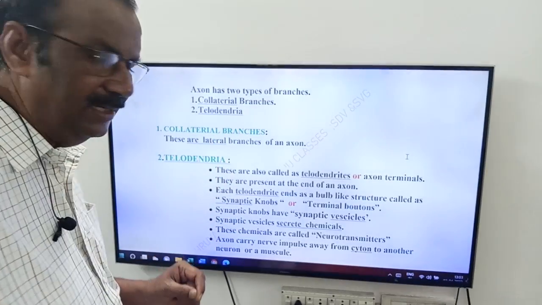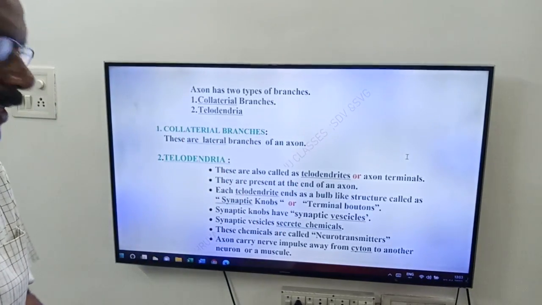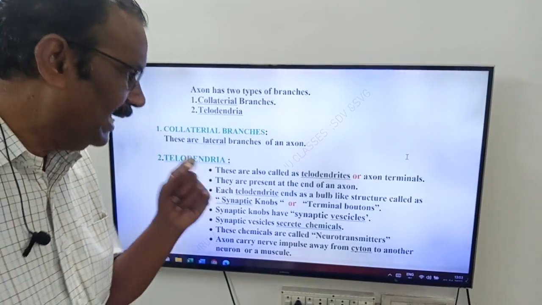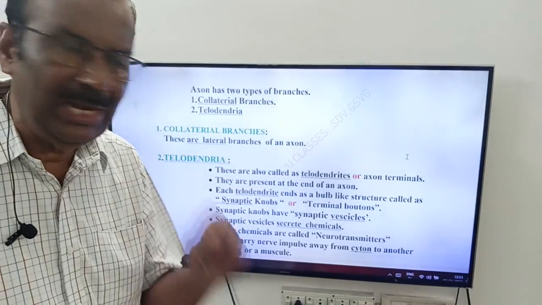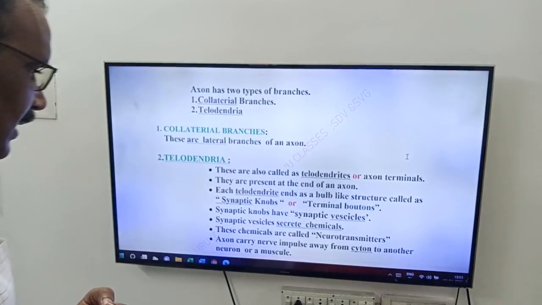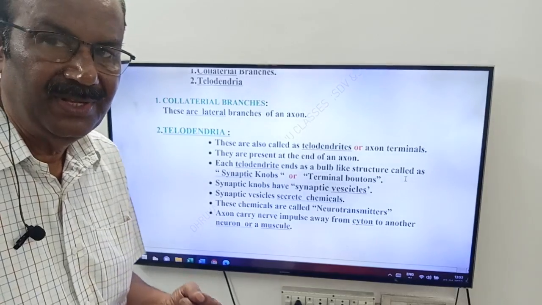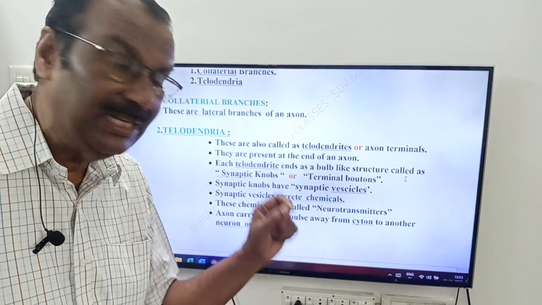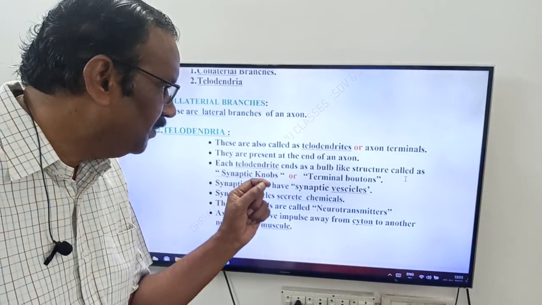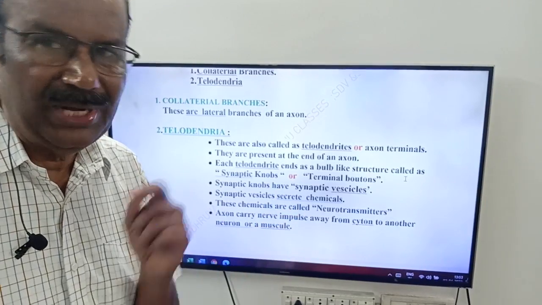Friends, telodendria are also called telodendrites or axon terminals. They are present at the end of the axon. Each telodendrite ends as a bulb-like structure called a synaptic knob or terminal bouton. Synaptic knobs have synaptic vesicles. Synaptic vesicles are present in the synaptic knobs or terminal boutons. The synaptic knobs are the bulb-like structures present at the end of each telodendrite.